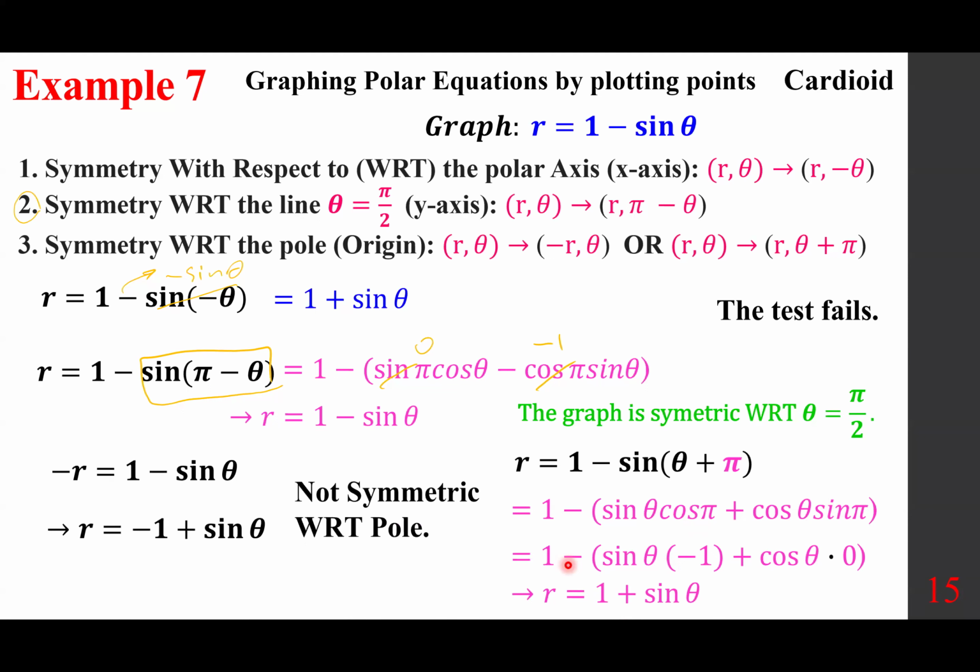So there's only one symmetry, and that's with respect to theta equals pi over 2. So the symmetry doesn't exist with respect to the first one and the second one, the polar axis or the pole or the origin.